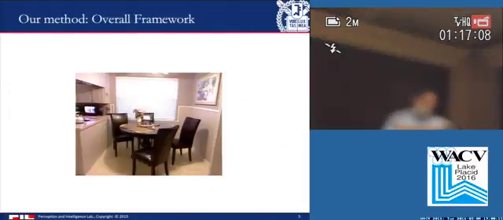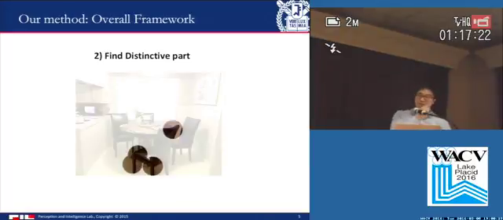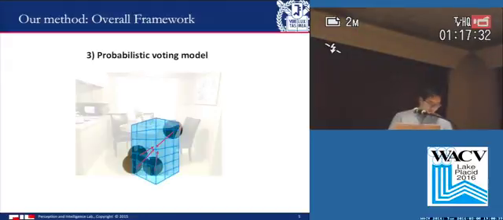In this slide, I will briefly explain the framework of our method. We first focus visual attention to find interesting regions. From the visual attention, we select the distinctive parts using the trained distinctive part classifier, and then from the distinctive parts, the probabilistic voting process is done. And finally, we can estimate the cuboid's location and sizes. More details of the proposed method are in our poster and paper.